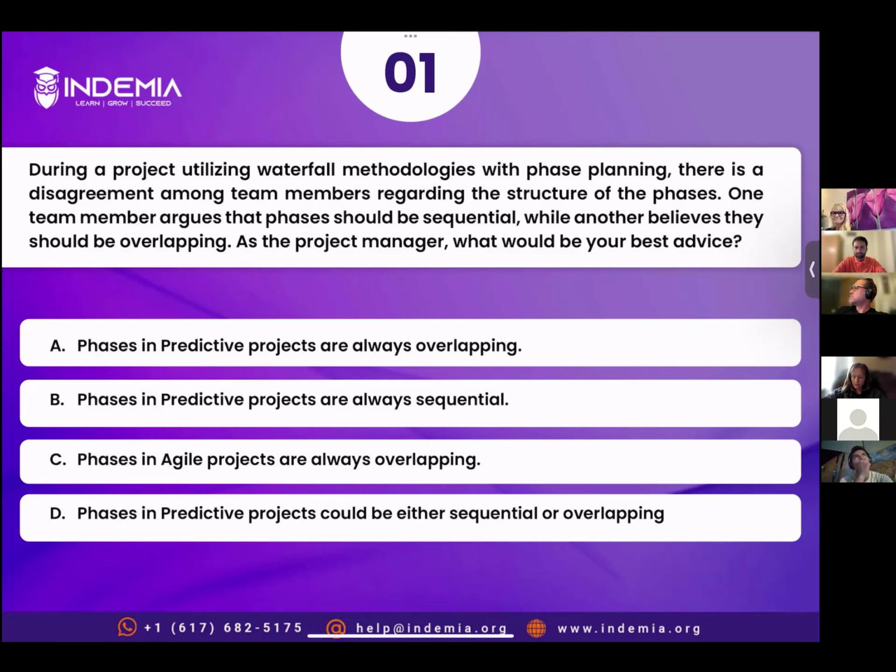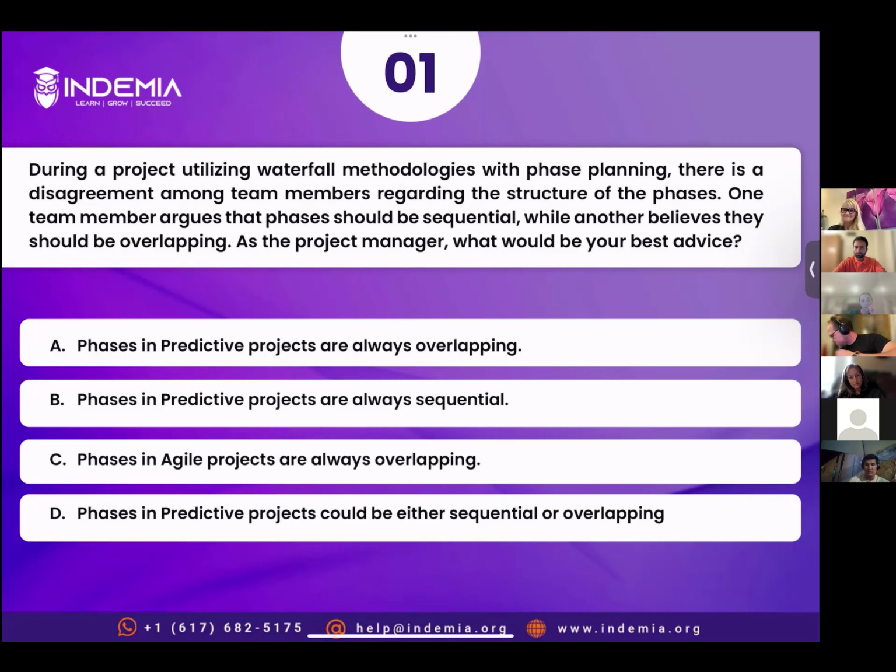Lala, you have chosen option D. I chose option D because I think in predictive we can have two phases overlapping or sequential. So if I phase my project, which is predictive, I know what I'm expecting. I can have them sequential or overlapping. That's what I think. All right, thank you.